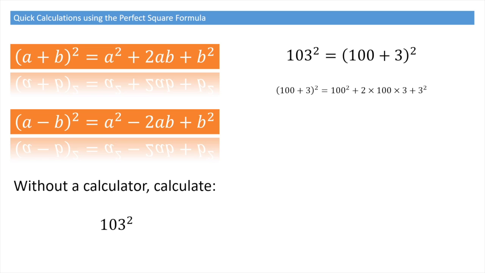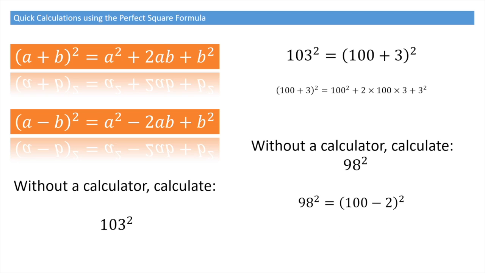In a similar way, we could be asked again, without a calculator, to calculate 98 squared. Just in the same way, we would think, okay, that's very close to 100. We can write 98 squared as (100 − 2)². In that case, we could use our (a−b)² formula and say that's equal to 100² − 2 × 100 × 2 + 2². Very often, this is going to be a really nice and easy way to calculate squares of numbers. Now let's go ahead and see a few examples of this.